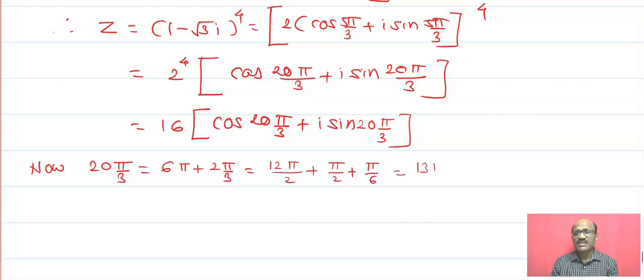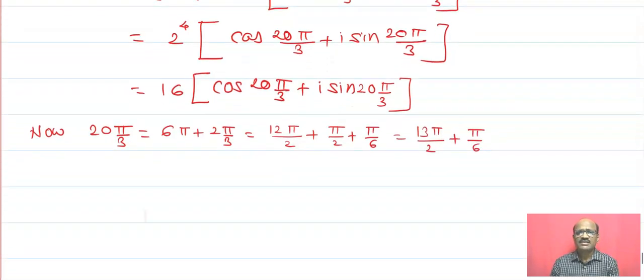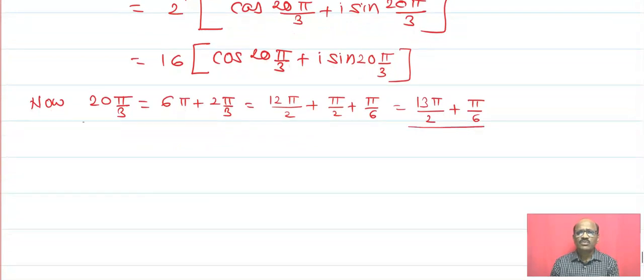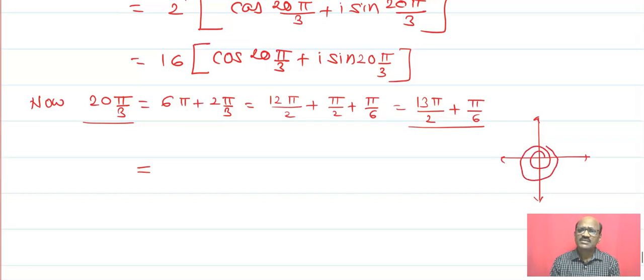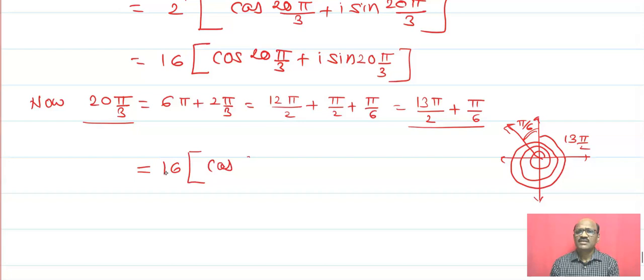And again, it is 90 plus pi by 6. And overall, it is written in this manner. That is 13 pi by 2 plus pi by 6. Therefore, I had written that 20 pi by 3 is equal to 13 pi by 2 plus pi by 6. I make the rotations and finally you are in the second quadrant. That is 13 pi by 2 plus pi by 6. Now see this very clearly.